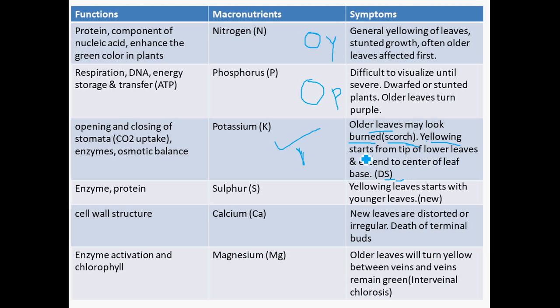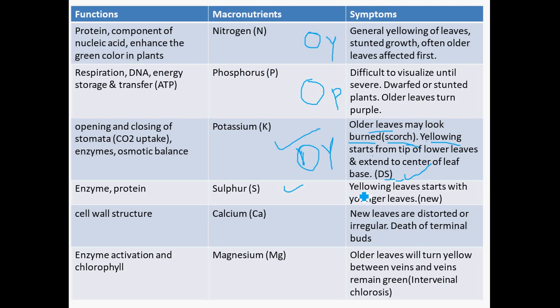Deficiency of potassium also affects the older leaves, like phosphorus and nitrogen, and it turns the leaves yellow, and dead spots can occur due to this deficiency of potassium. Now next one is sulfur.